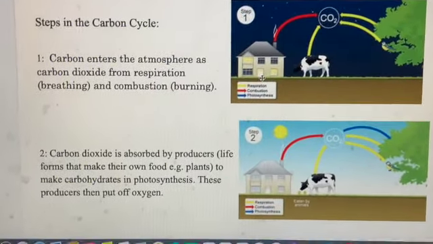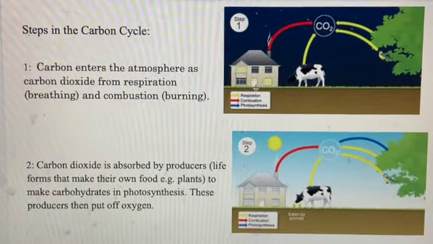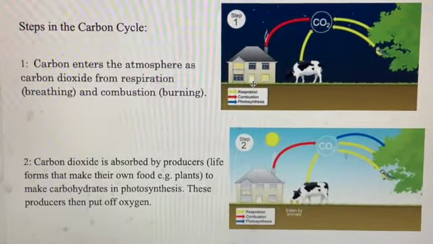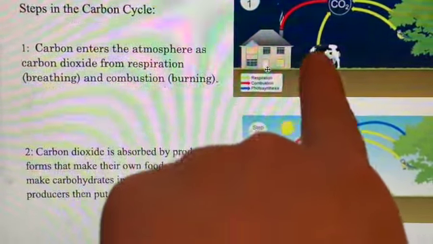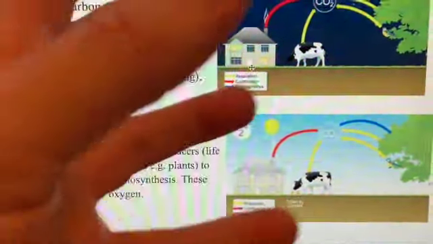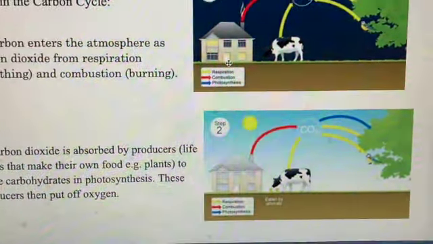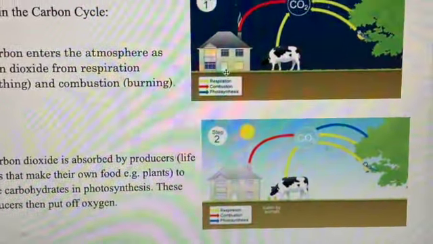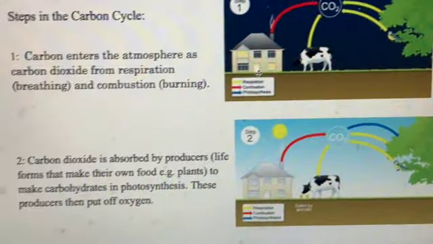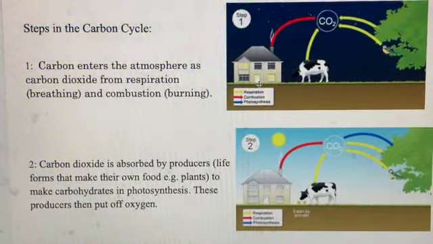For step one, this is not a matter of going in order because they all happen at the same time. Carbon enters the atmosphere as carbon dioxide from respiration, so living organisms, and from combustion, from burning. In my little picture here, our little cow friend is going through respiration. It is breathing out carbon dioxide because of the cellular respiration happening within the cow. And also we are burning fossil fuels from our little house there. That is the main way that carbon dioxide enters our atmosphere.